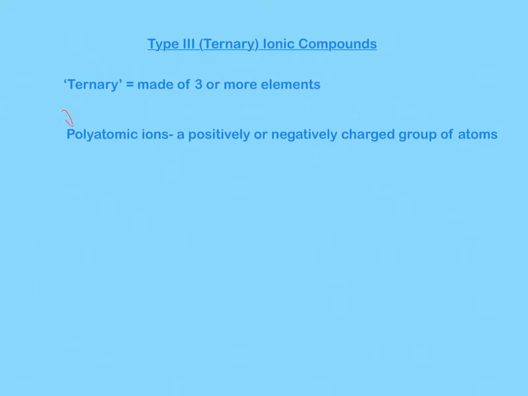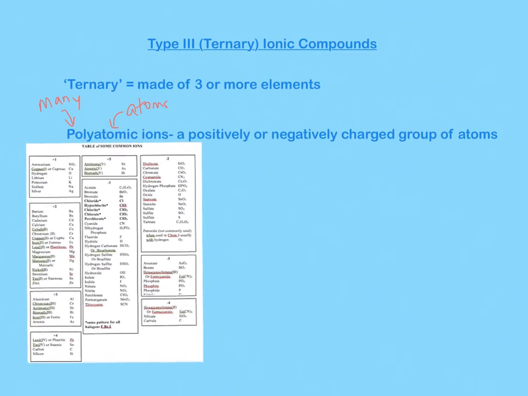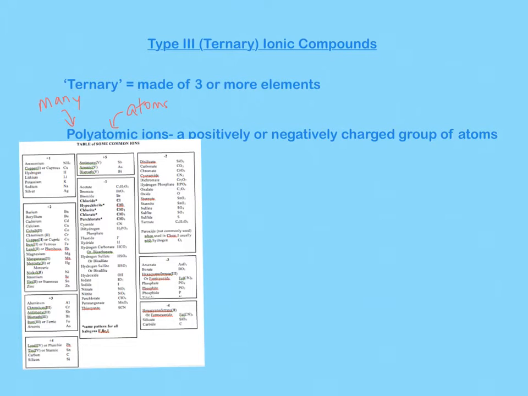The term poly means many, and obviously atomic means atoms. So these are many atoms that are looked at as a group. So they are a positively or negatively charged group of atoms. The table you have on the back of your periodic table lists most of the polyatomic ions. So when we look at this a little bit closer, some of these are just regular ions, but most of them are polyatomic. Any of the ones that have a group of atoms, those would be the polyatomics.